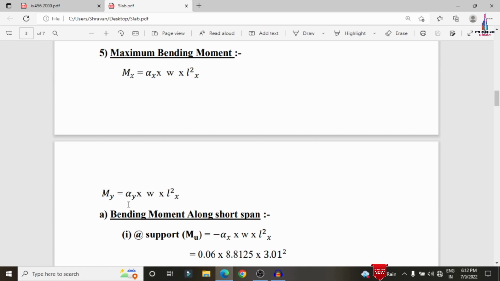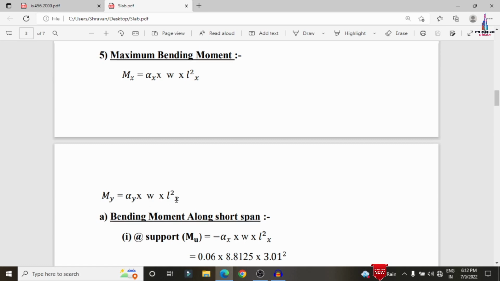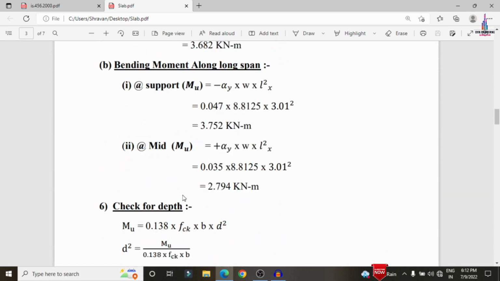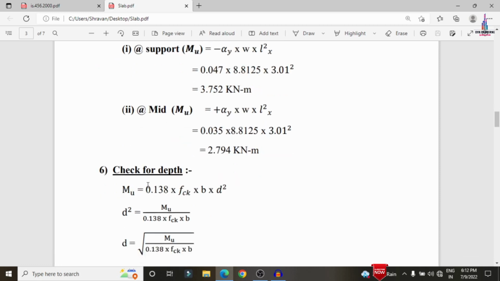Here the y direction moment is also considered with Lx square only, not Ly. After calculating these moments, we need to check the depth. This is the next step in the slab calculation process. We have the formula Mu equals 0.138 into fck into b into d square. If we modify this formula, we get d square equals Mu divided by 0.138 into fck into b.